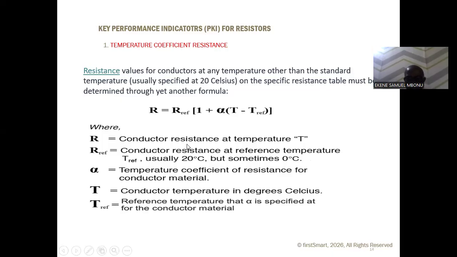R is conductor resistance at temperature T. R_ref is conductor resistance at a different temperature. Alpha is the temperature coefficient of resistance for the conductor material. T is conductor temperature in degrees Celsius. And T_ref is the reference temperature that alpha is specified at for the conductor material.